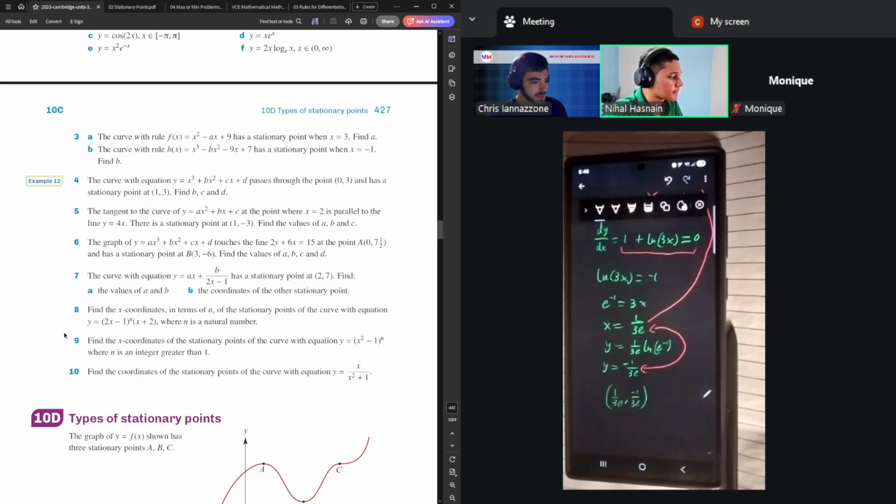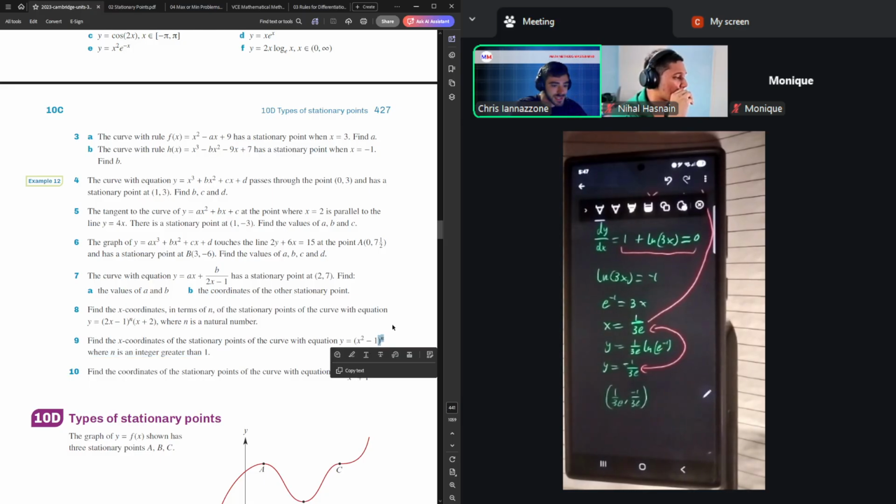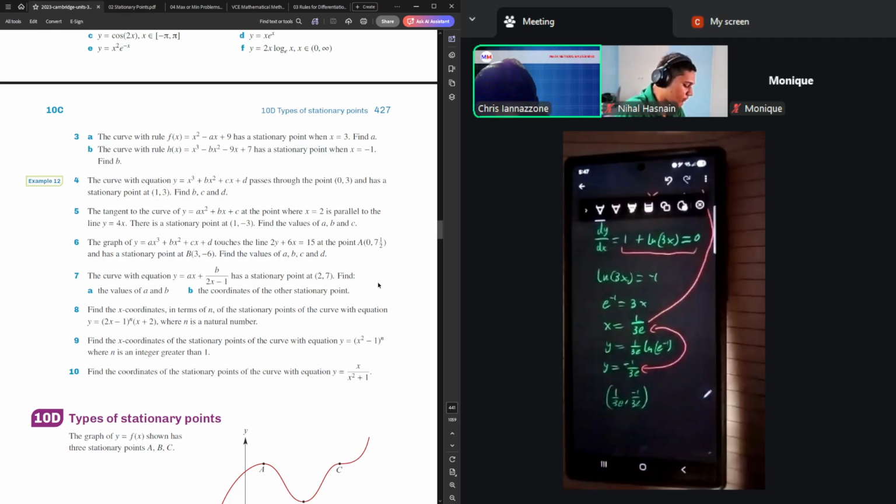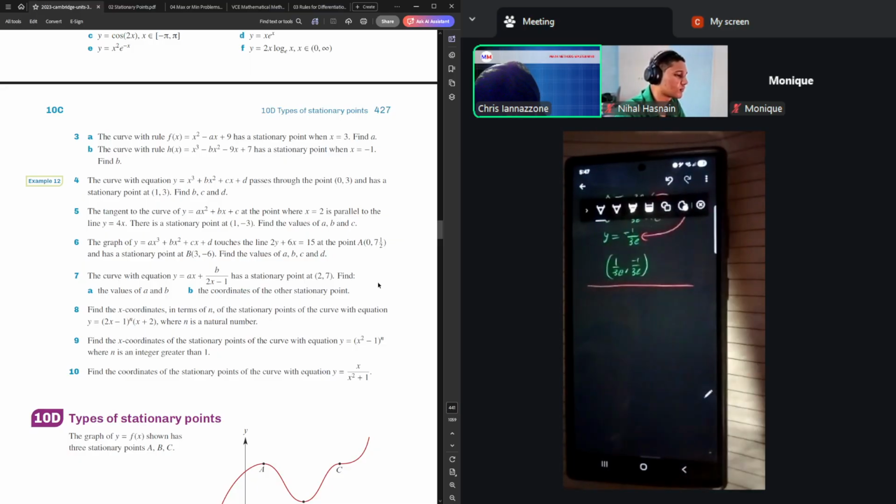Yeah, sweet. So find the x-coordinates of the stationary points of this function where n is an integer greater than 1. So basically that's there to say if it was n equals 0, then nothing is really going on there. If it's n equals 1, that's just a quadratic, and you already know immediately where that stationary point is going to be. So it is again one of those questions with a generic power in there. Let's see how we go.